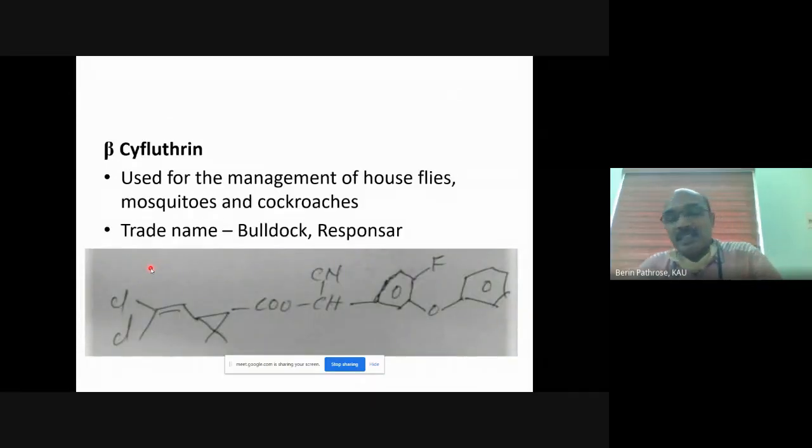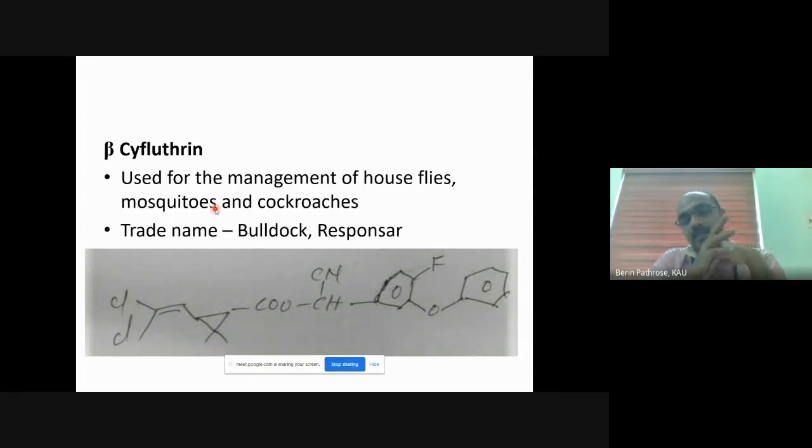Then comes beta cyfluthrin. The structure of cypermethrin and beta cyfluthrin is the same, except that in the phenoxyphenyl ring we have a fluorine atom. Hence it is beta cyfluthrin. Again, in agriculture it is used. I haven't written agriculture, but there are certain recommendations in agriculture, in cotton and all. It is used for household pest management such as houseflies, mosquitoes, and cockroaches.